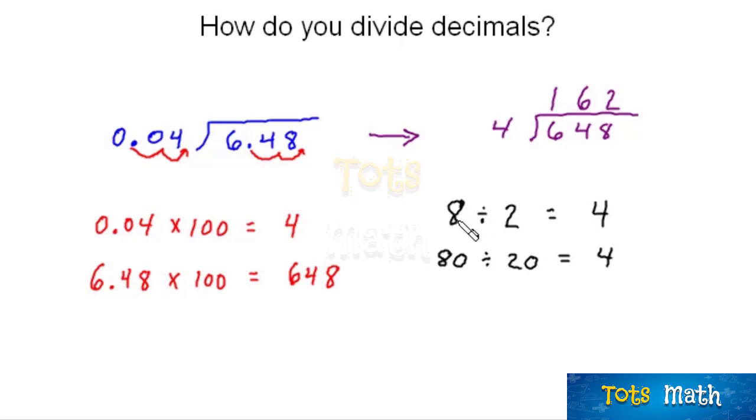Well, what if we increased the dividend and the divisor by a factor of 100? Well, then the problem becomes 800 divided by 200. And the answer is still 4. And that is true of any factor I choose to multiply the dividend and the divisor. It doesn't have to be the number 10 or a power of 10, such as 100 or 1,000 or 10,000.